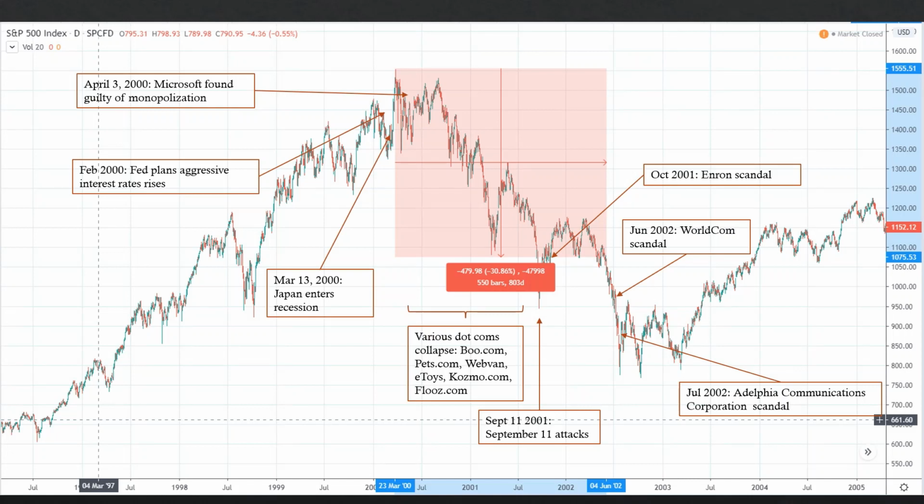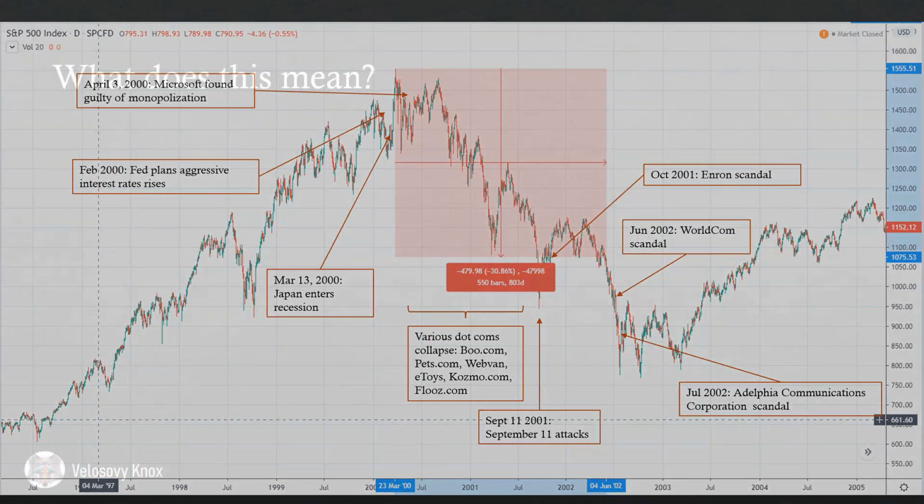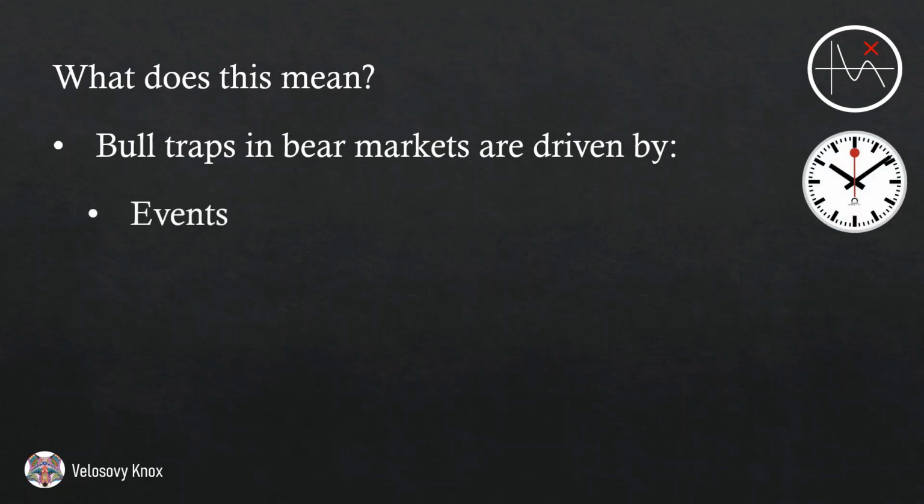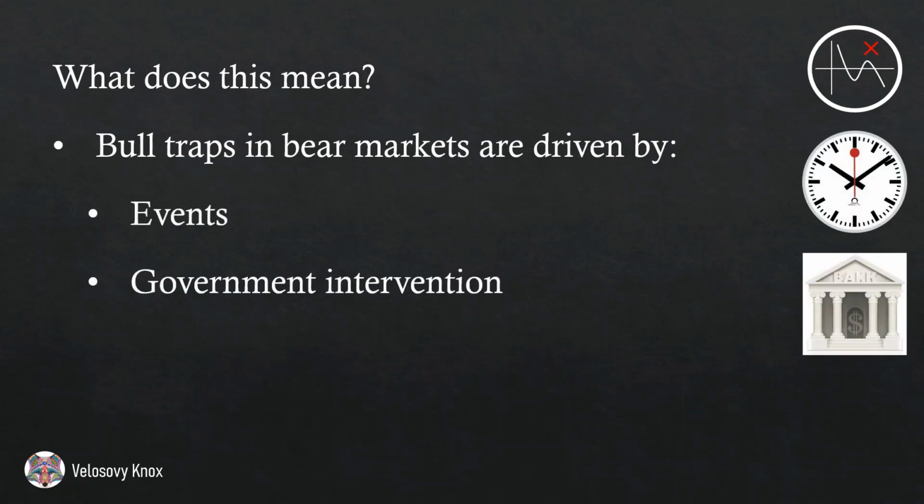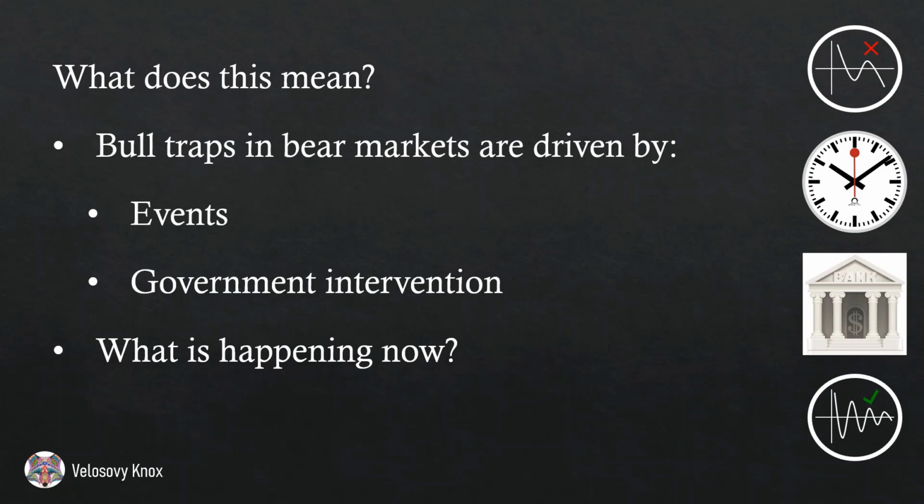Okay, so what does this mean? So we can see that bull traps in bear markets might be driven by events, and government interventions also play an important role. So how does that relate to what's happening now?